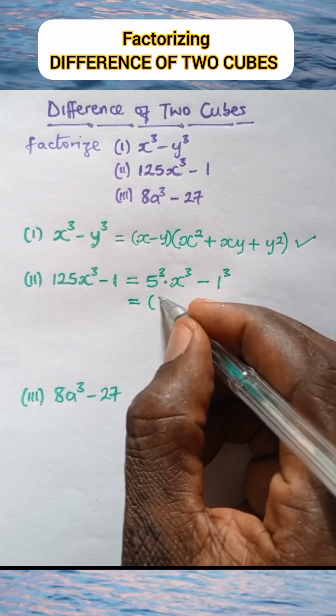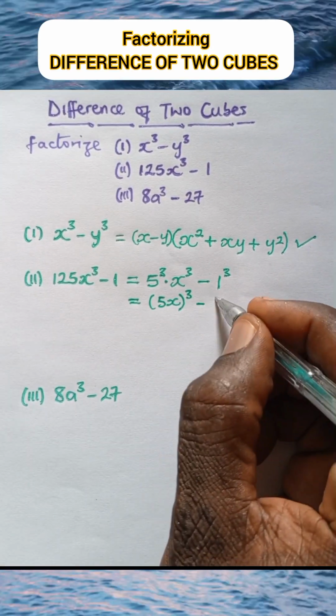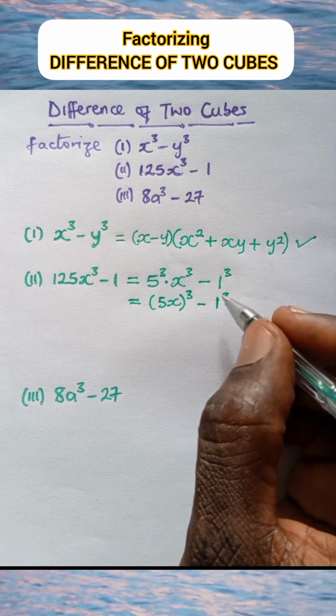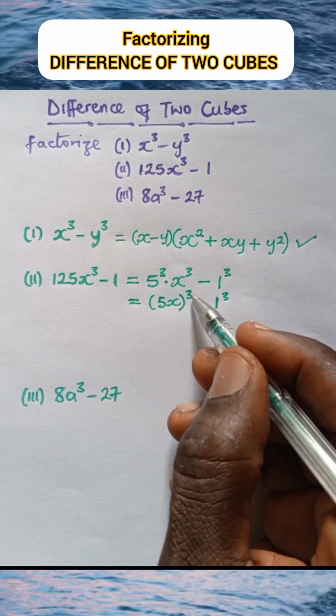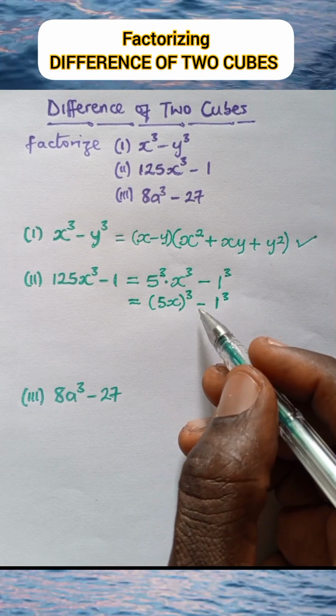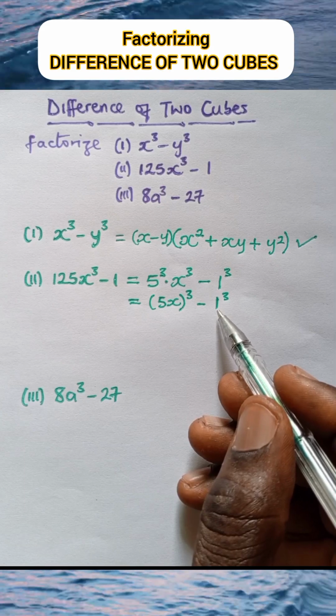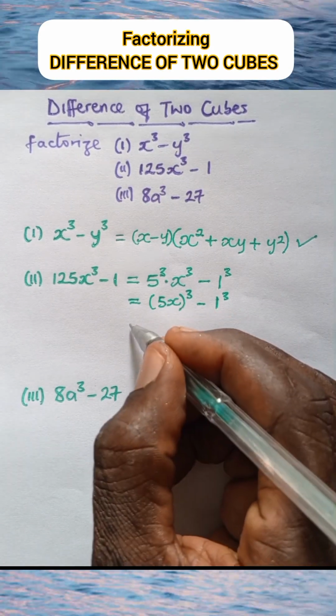So we can simply put both together and represent them with 1 cube. Then minus 1 cube. Now what do you notice? The first term now has cube and the second term also has cube. So this expression is now similar to what we have here. This now is difference of two cubes. And don't forget the pattern.